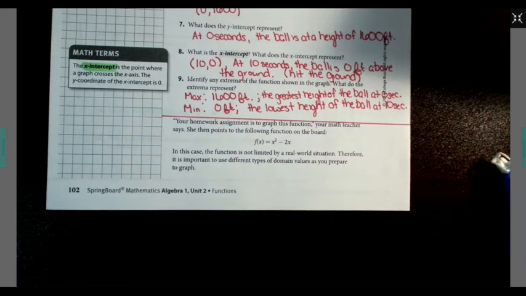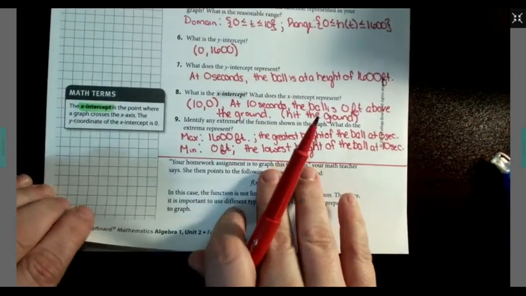Intro to questions 10 to 15 says, your homework assignment is to graph this function. Your math teacher says, she then points to the function on the board, f of x equals x squared minus 2x. In this case, the function is not limited by a real-world situation. Therefore, it is important to use different types of domain values as you prepare to graph.